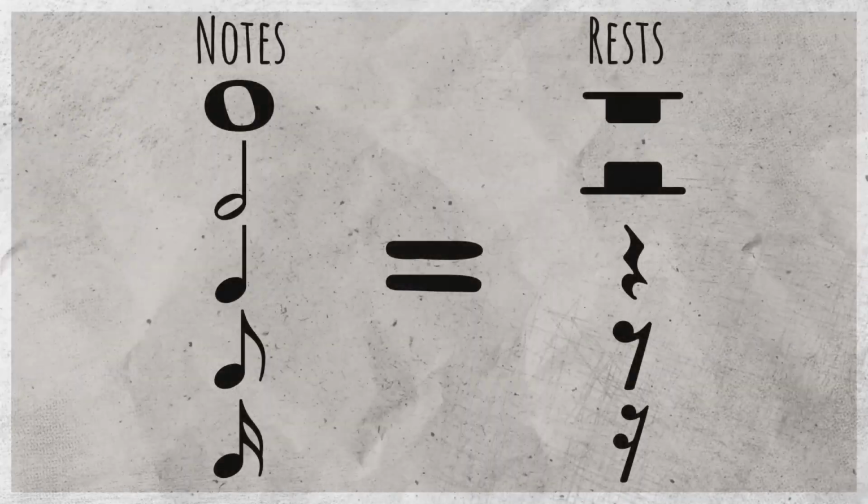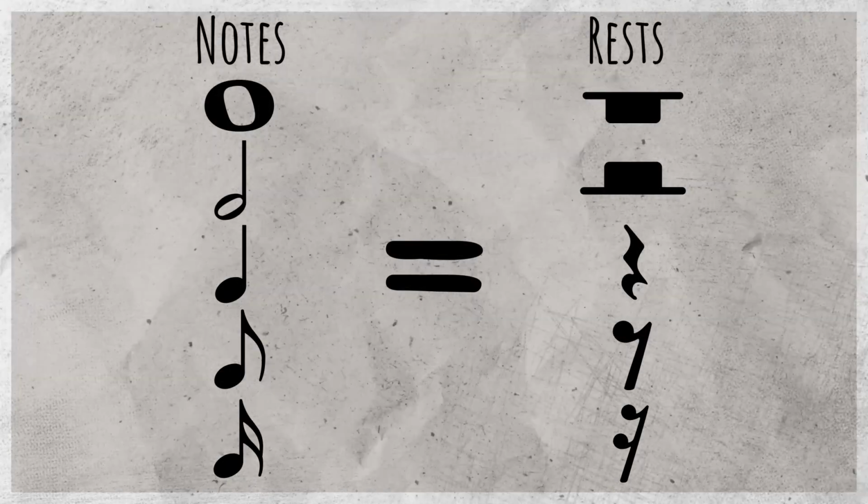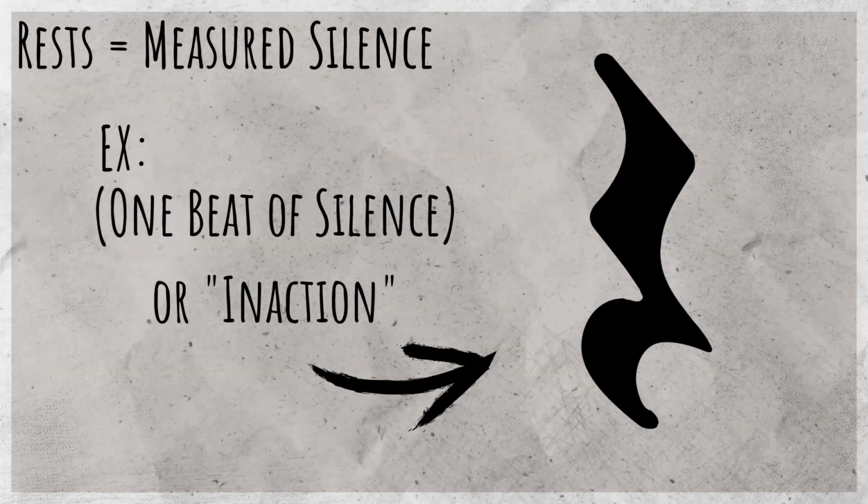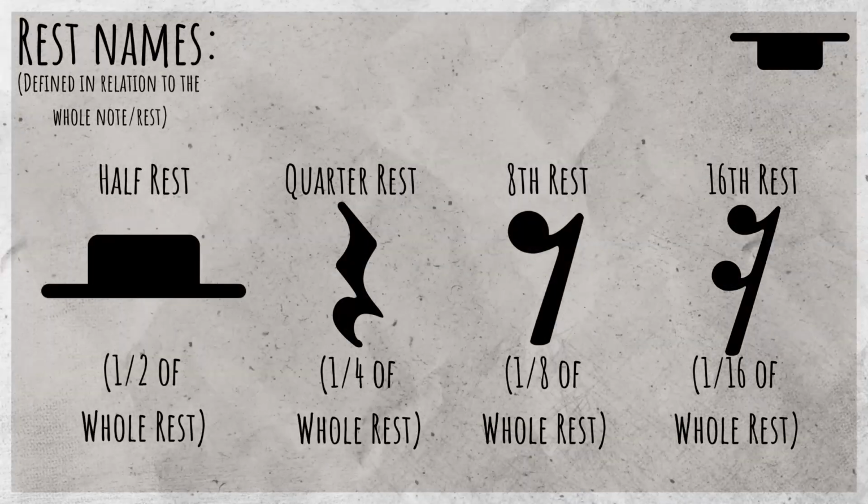In summary, all of these rests are equal in duration to their corresponding notes, but they represent a measured unit of silence. Just like the notes, the names of the rests are always defined by the temporal space they occupy in relation to the whole note or whole note rest.